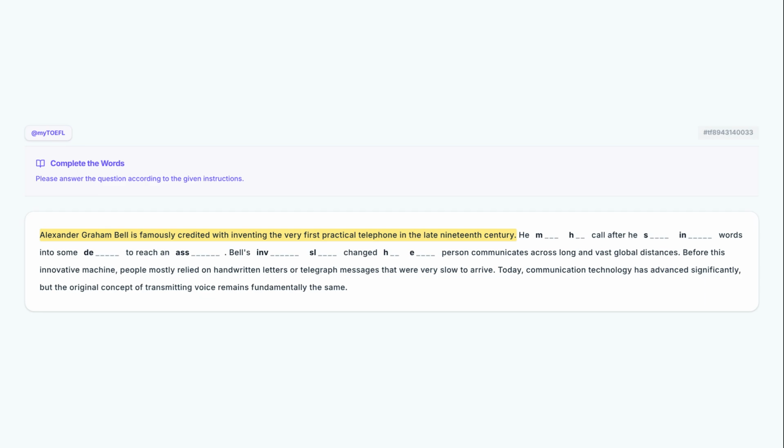This sentence introduces Alexander Graham Bell as the figure who is famously credited for a major technological milestone. By specifying that he created the first practical telephone in the late 19th century, the author sets a clear historical frame for the narrative.